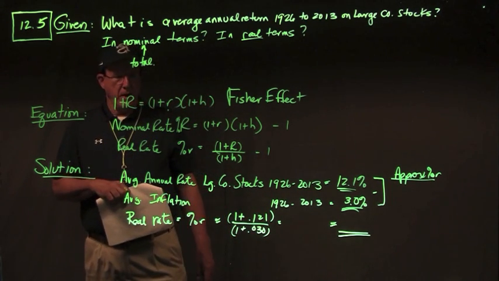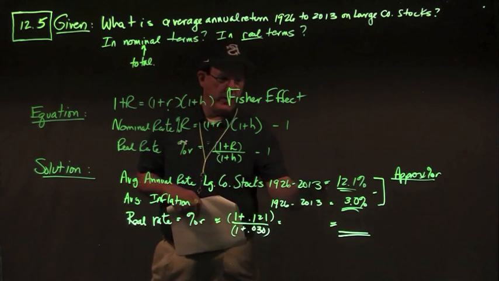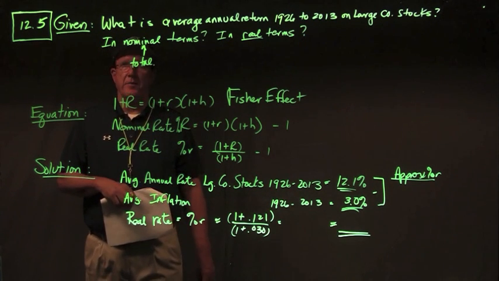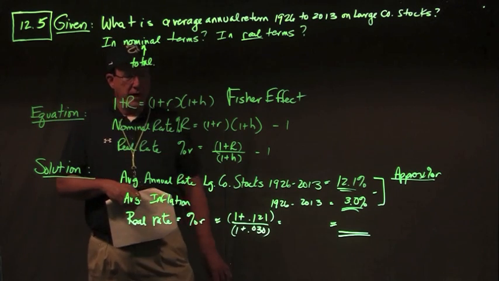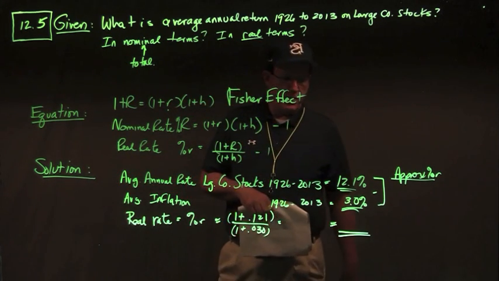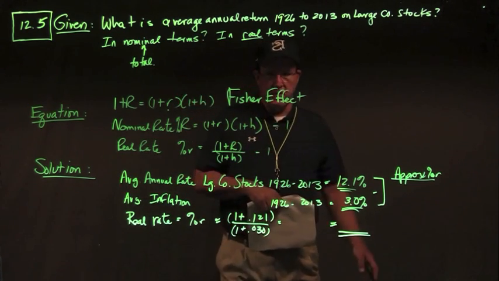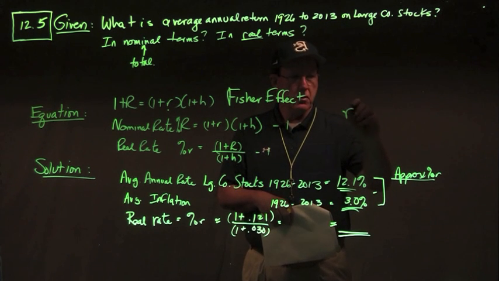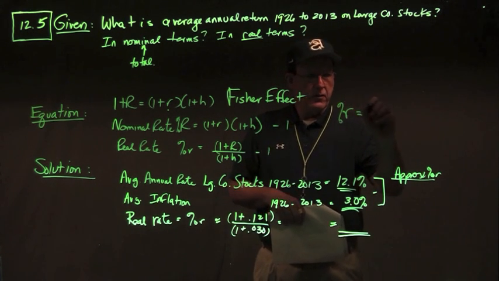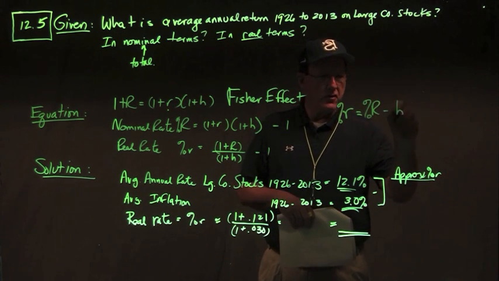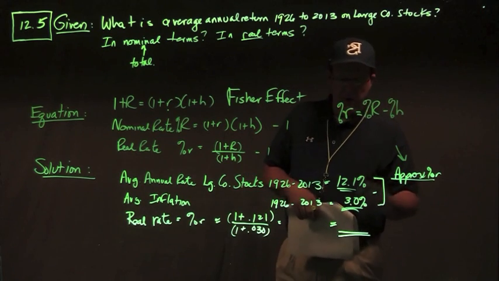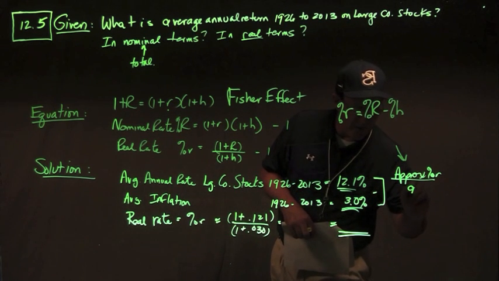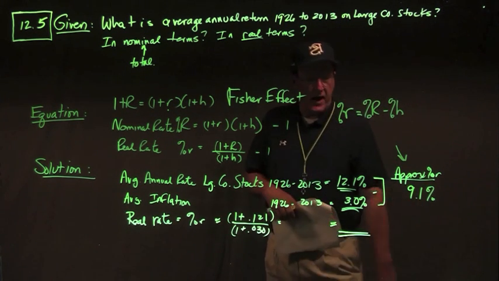So the average annual return from our book for large company stocks 1926 to 2013 is 12.1%. That's per Dr. Ibbotson and Sinquefield in their study that they update annually. The average inflation rate from 1926 to 2013, also from the table in our book, is 3%. So the approximate Fisher effect would be little r equals big R minus H. To do the approximation, I take big R of 12.1% minus H of 3%. My answer should be approximately 9.1%.